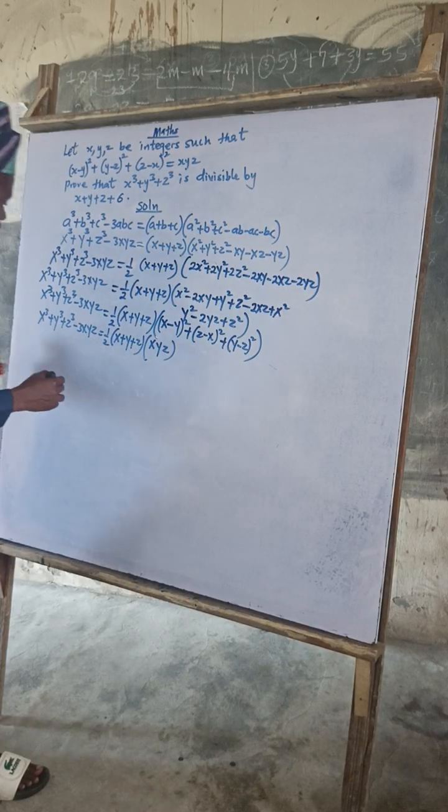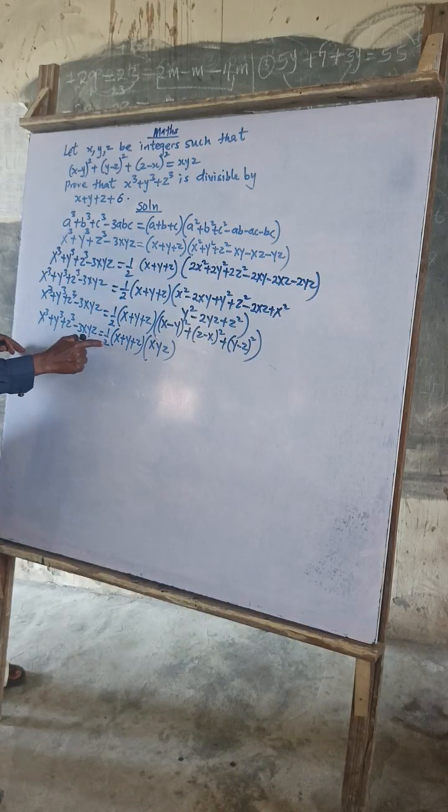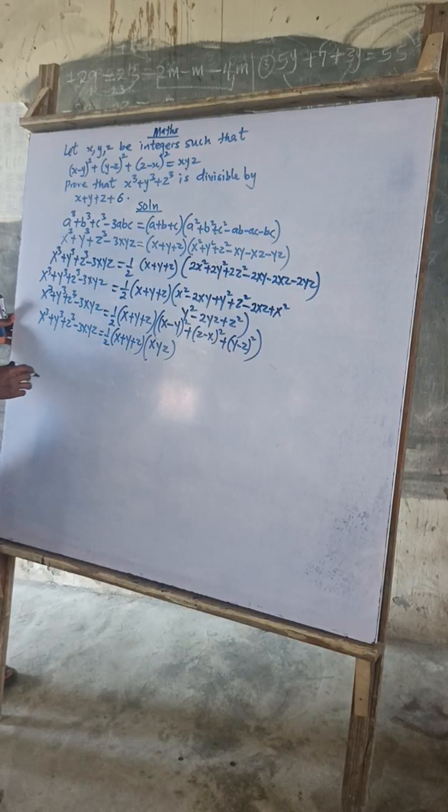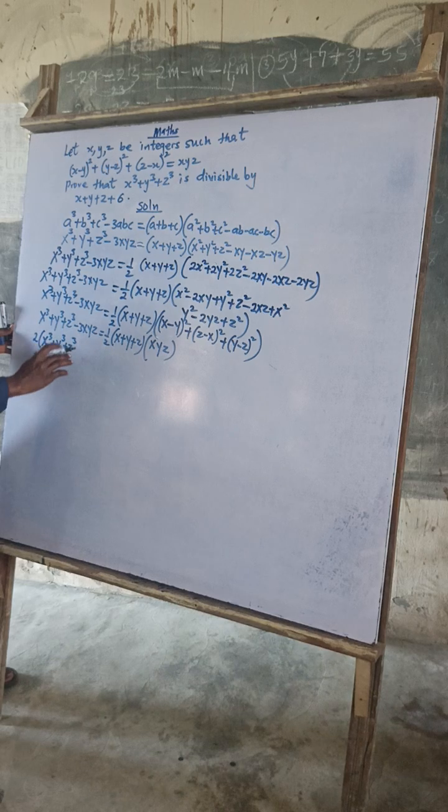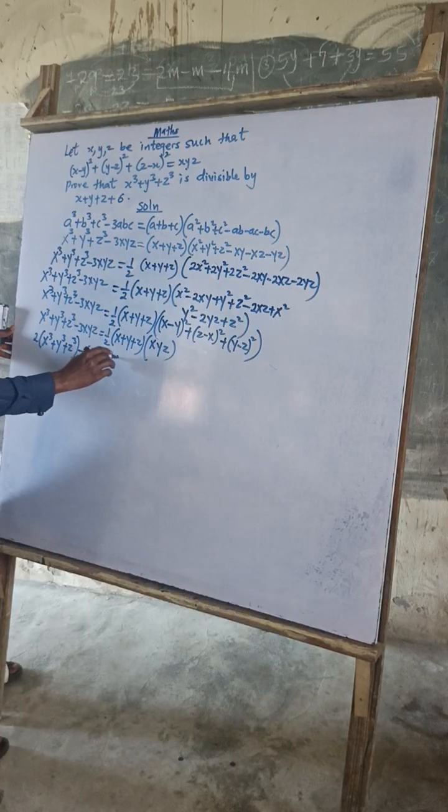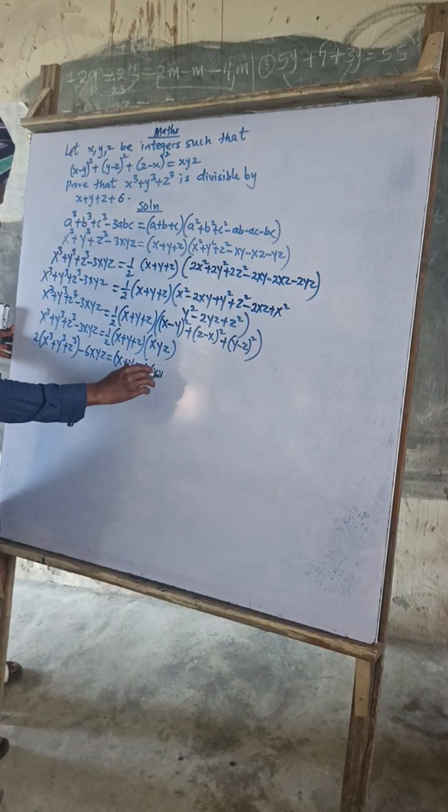Now, the next thing we are going to do, we are going to multiply through both sides by 2 so that the fraction will be eliminated. By multiplying this by 2, we have 2 into bracket x cubed plus y cubed plus z cubed. Then this also multiplied by 2, we have minus 6xyz equals, then we have x plus y plus z, then multiplied by this, we have x, y, z.